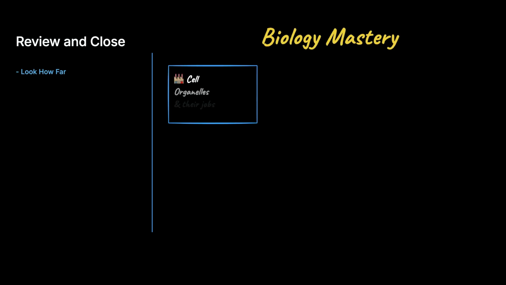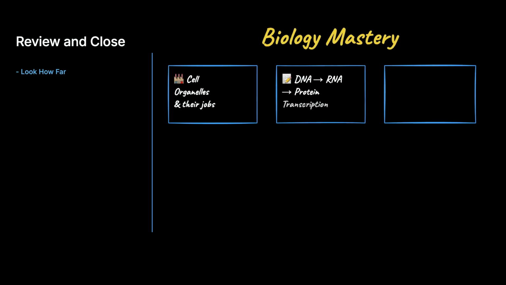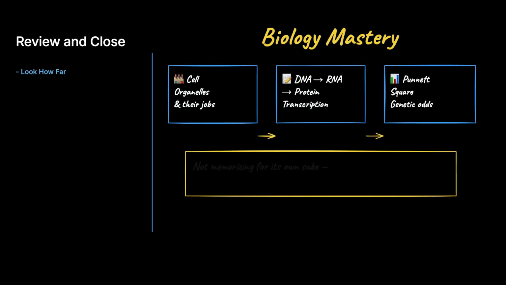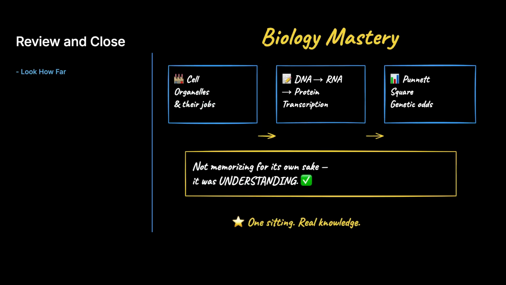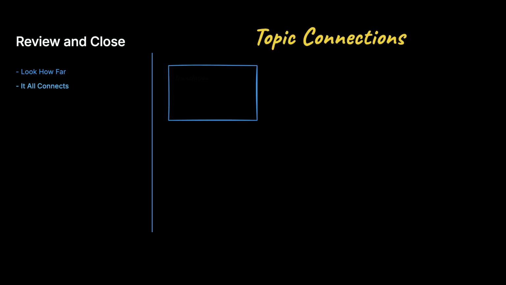Look how far you have come in one sitting. You can walk through a cell and name what each organelle does. You understand how DNA becomes RNA and then protein. You can set up a Punnett square and predict a child's odds. None of that was memorizing for its own sake. It was understanding. Notice how tightly these topics weave together.